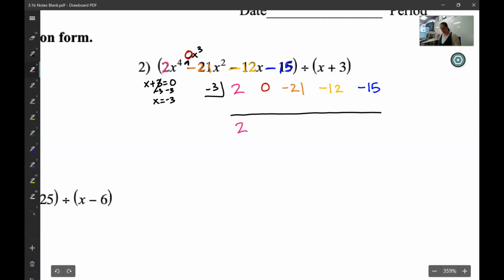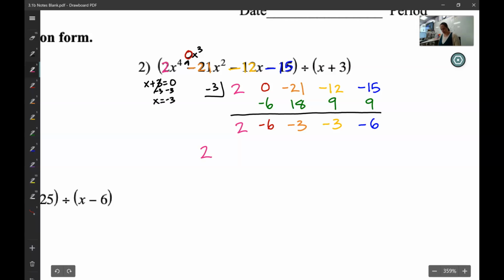Bring your first coefficient down, multiply and put in the next column, and then add. Now rinse and repeat, multiply and put in the next column, and then add, multiply and put in the next column, and add. So I've got all my synthetic done.